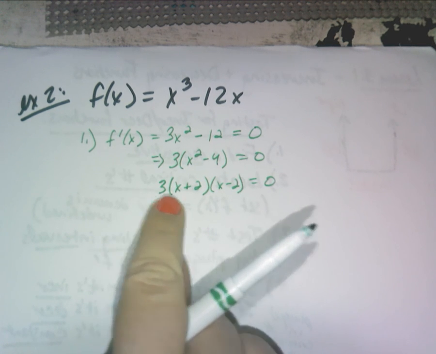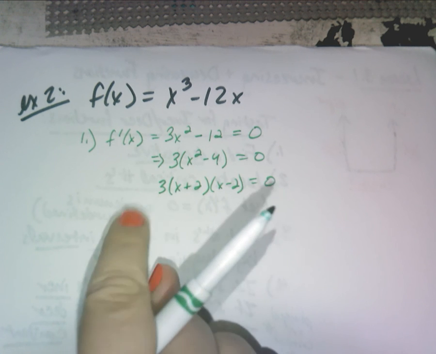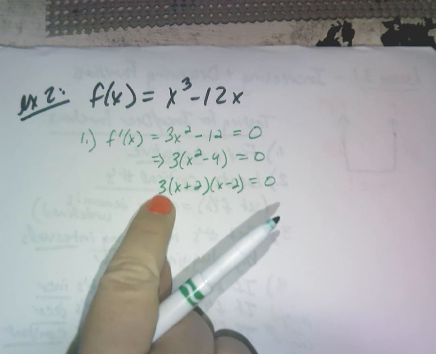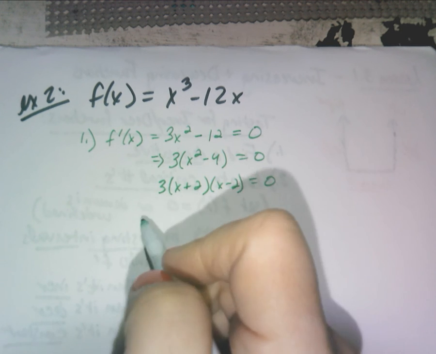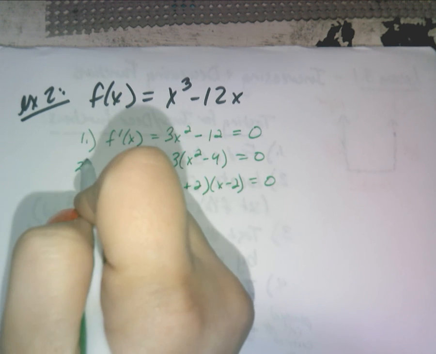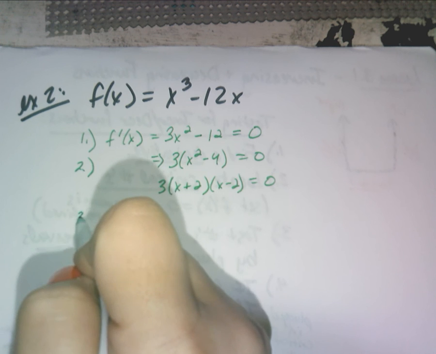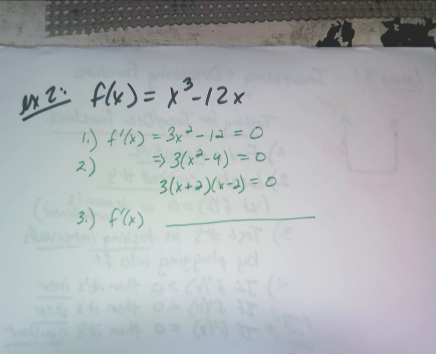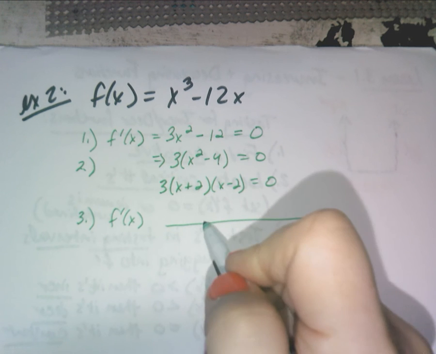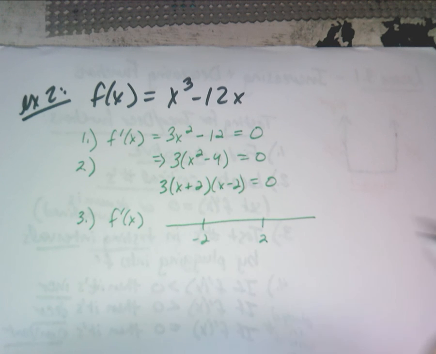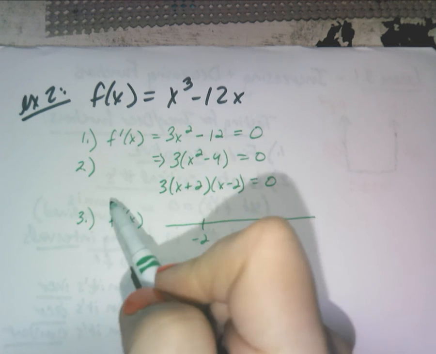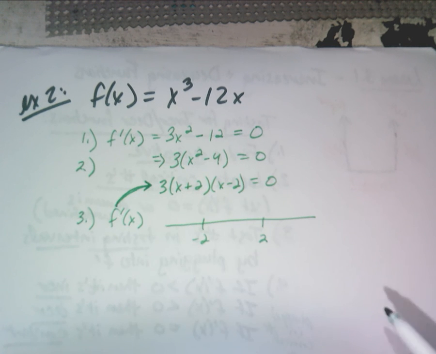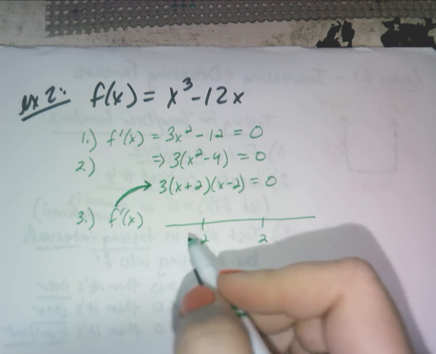It's not. But it is going to help us when we do our sign test. So just leave it out there because sometimes you might factor out a negative 3. That would be a part of your sign test. But what are my critical numbers then at? 2 and negative 2. So on my axis, I'm going to draw negative 2 and 2. And then I will perform the sign test. And I like to perform it right in here, right where it's factored. And I just start picking numbers.